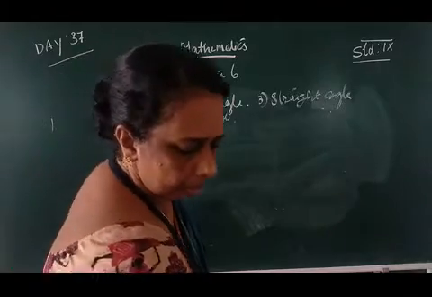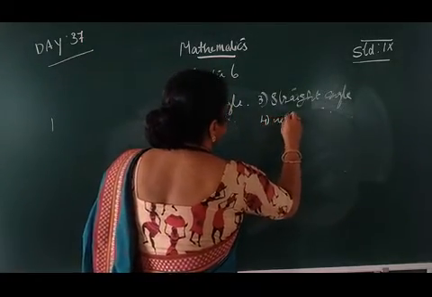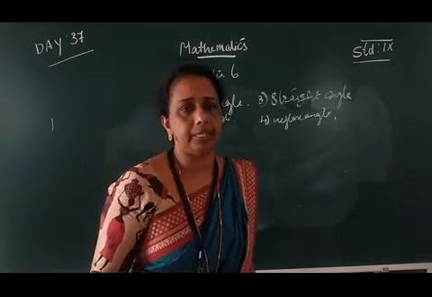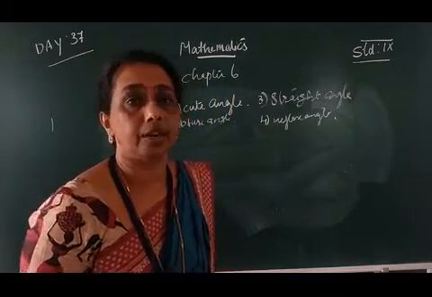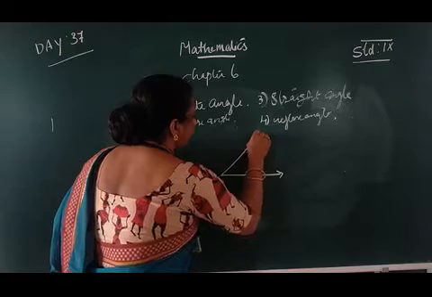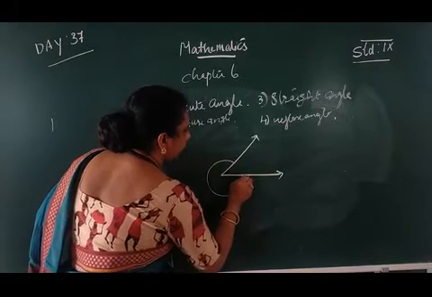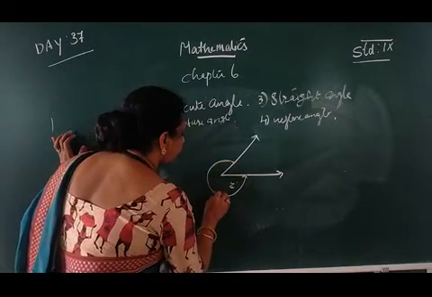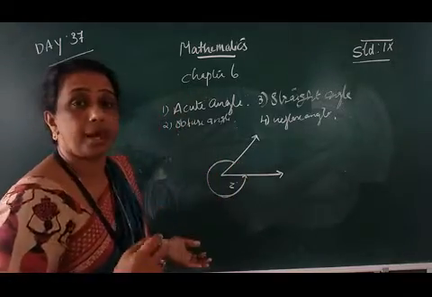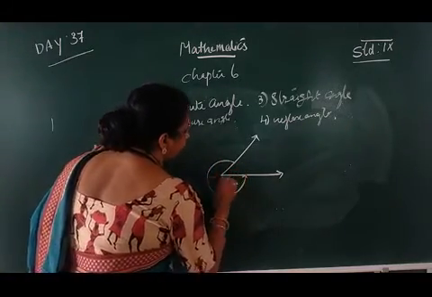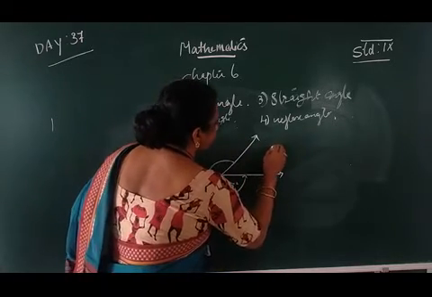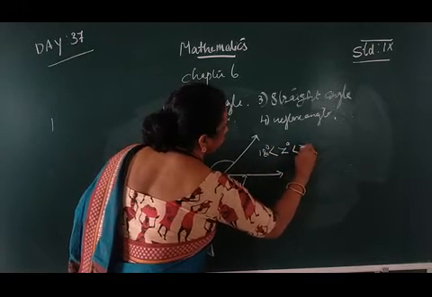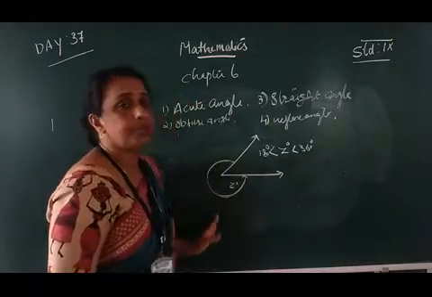Fourth one is reflex angle. The measurement of an angle greater than 180 degree but less than 360 degree is called a reflex angle. This is a reflex angle. This angle is a reflex angle. Reflex angle means its measurement is greater than 180 degree but less than 360 degree. Here this angle I am taking as this degree, then this degree is greater than 180 degree but less than 360 degree.